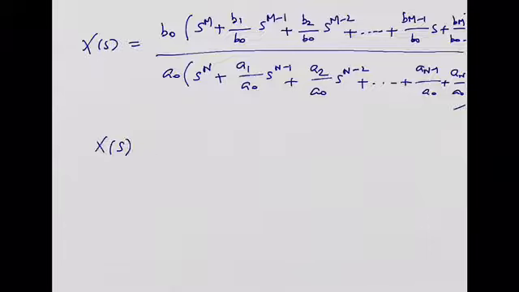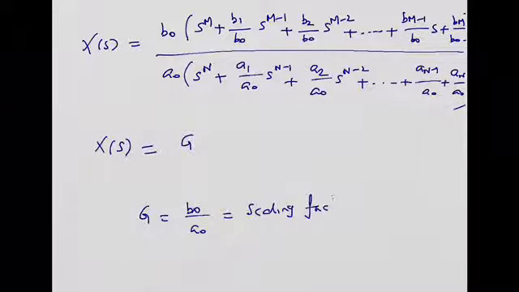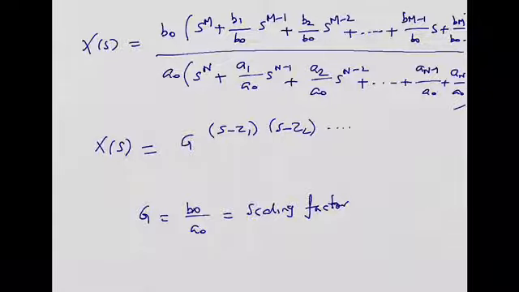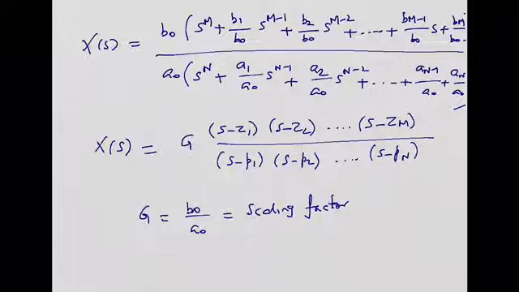If the same function is represented such that the scaling factor is b0 by a0, it is called a scaling factor, multiplied by a polynomial in factorized form in the numerator, s minus z1 multiplied by s minus z2 etc. s minus zm divided by, similarly the denominator polynomial is also written in factorized representation, so s minus p1 multiplied by s minus p2 etc. s minus pn.